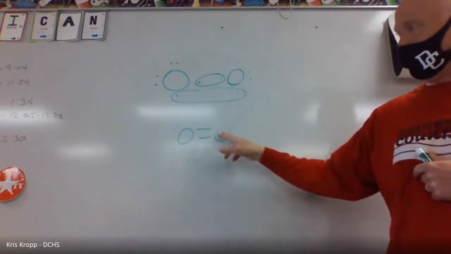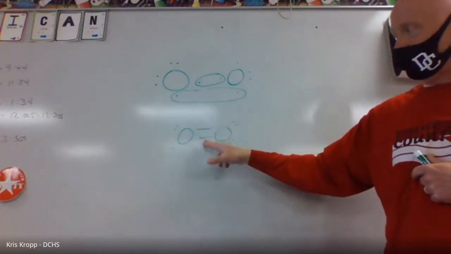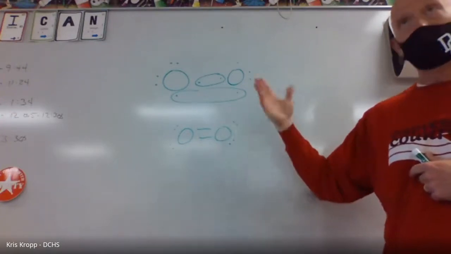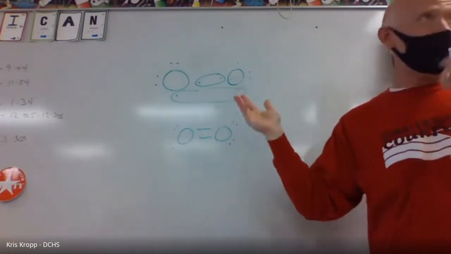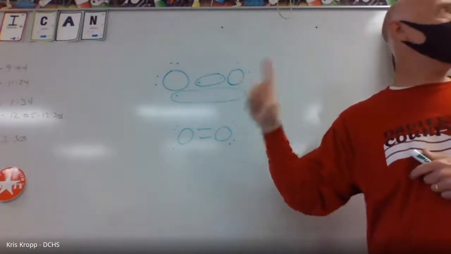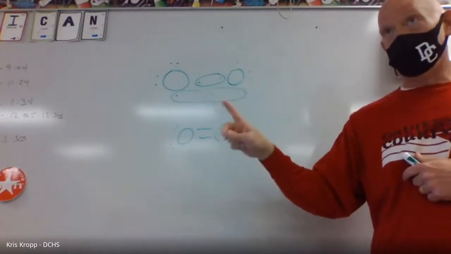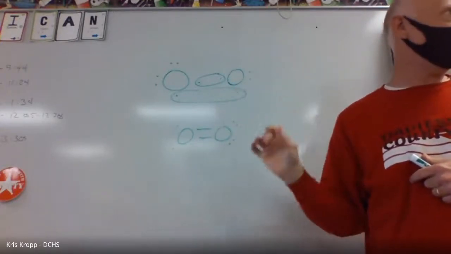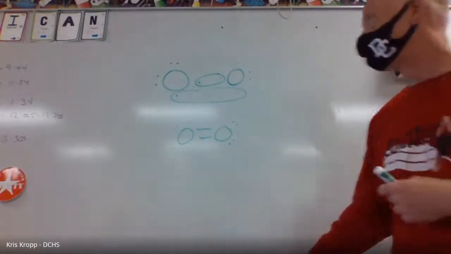So each atom has 2 shared pairs of electrons and 2 unshared pairs of electrons. Our fluorine example that I've already erased had 1 single covalent bond, right? 1 shared pair of electrons, and then 3 unshared pairs of electrons around each atom.